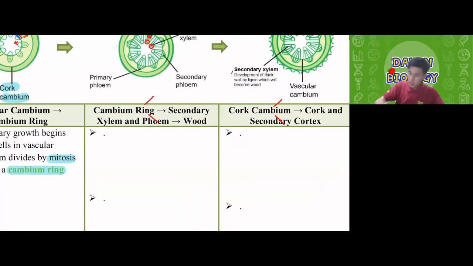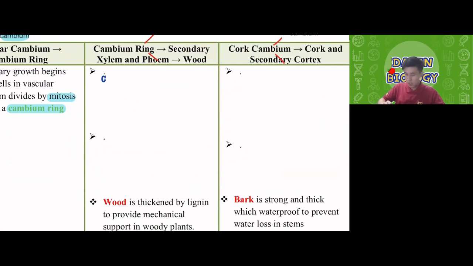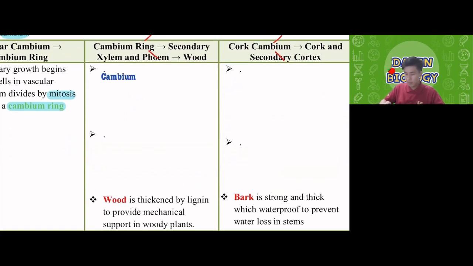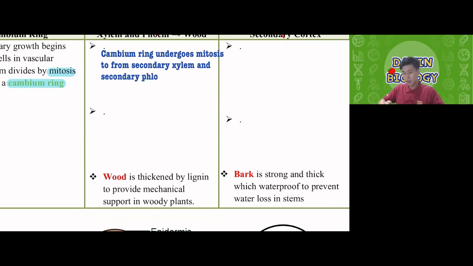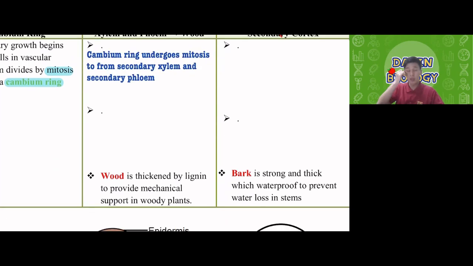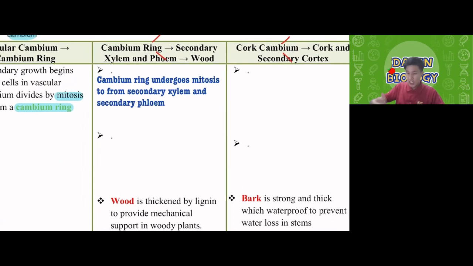All right. So the cambium ring. Okay, I'll type it for you. So you say the cambium ring then undergoes mitosis, or you can say continues mitosis, also the same, to form secondary xylem and secondary phloem. Okay, not finished yet. Once you mention these two, of course, consider 1 mark each.